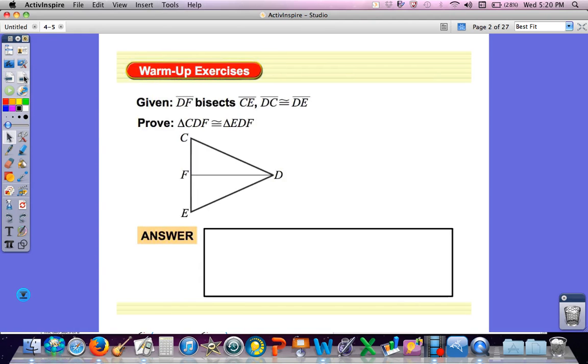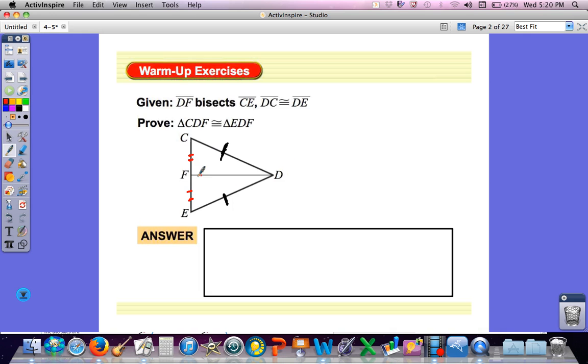You are given DF bisects CE, and you're told that DC is congruent to DE. Now, because this bisects, you're supposed to remember that those two would be equal. Bisects means breaks it in the middle. They want you to prove that CDF is congruent to EDF.